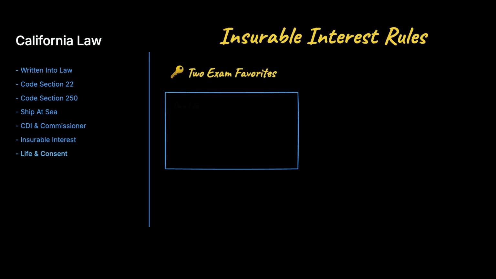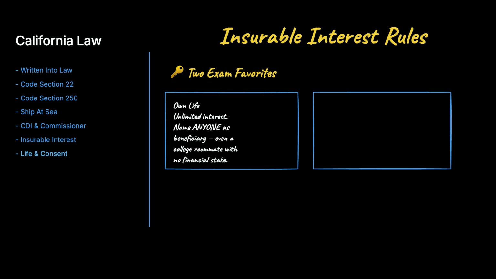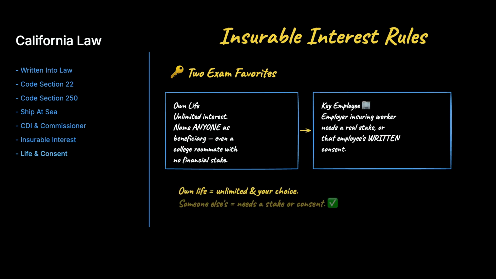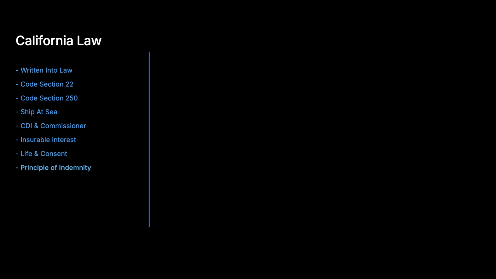2 quick applications the exam adores. First, you hold unlimited insurable interest in your own life. So you may name anyone as beneficiary, even a college roommate with no financial stake. Second, an employer insuring a key employee generally needs that employee's written consent. Own life is unlimited, and your choice. Someone else's needs a real stake or consent.